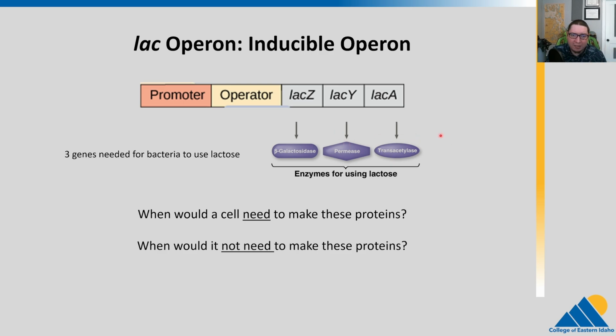LacA is called transacetylase. We still don't fully understand its role in the process. I've been teaching this for a long time. I've never quite found that we have a straight answer on exactly what it's doing in there, but it's part of the operon. Okay, so we need these 3 genes to break down lactose.